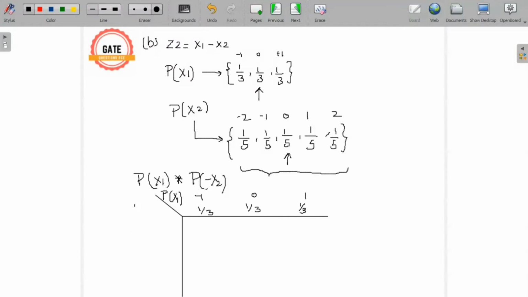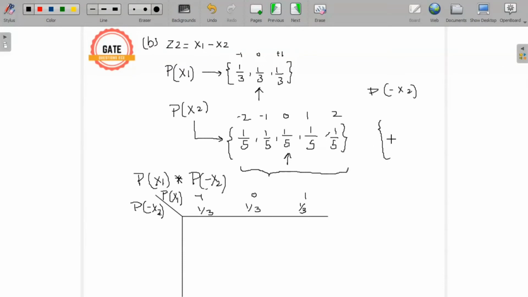On this side we will write probabilities of minus x2. Firstly, we will calculate probabilities of minus x2. From here we need probabilities of minus x2, so we need its reversal. Similar to time reversal, we can calculate here. We will reverse this, so 1 will become -1, -1 will become +1. So probabilities will be shifted, reversed. This will come on this side and this will come on this side.